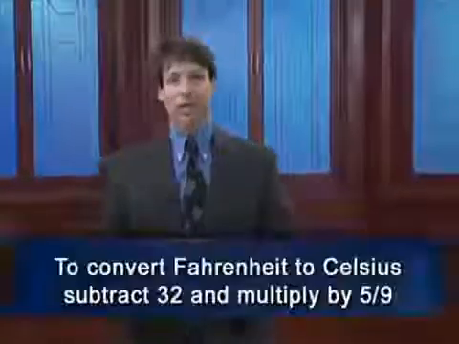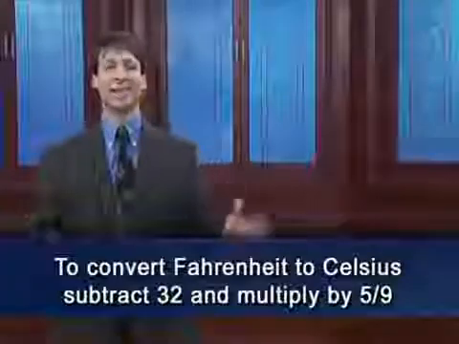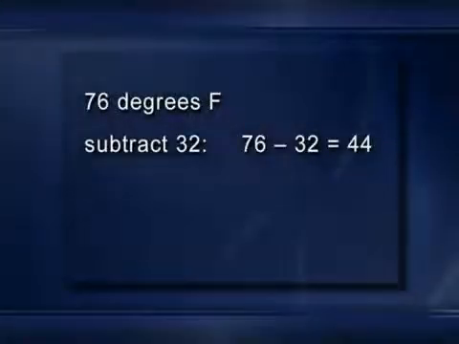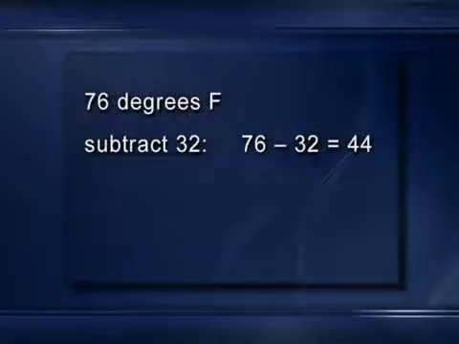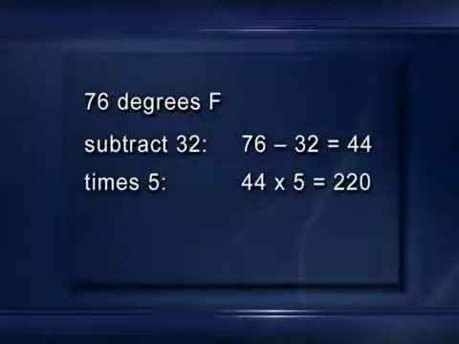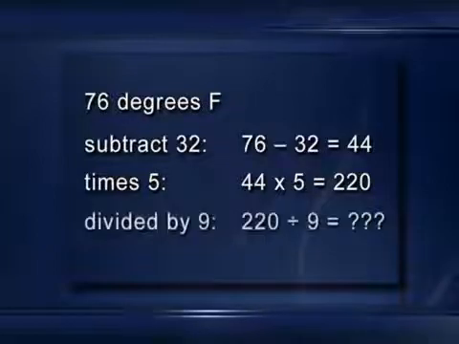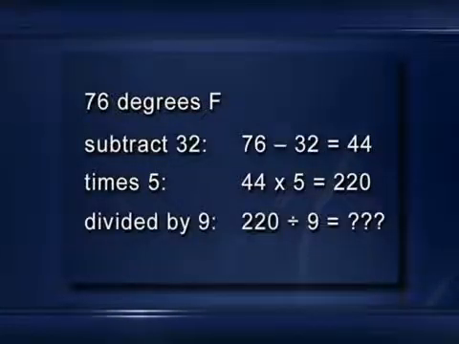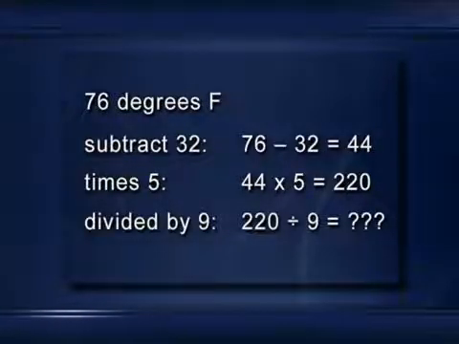Let's apply this technique to the problem of converting 76 degrees Fahrenheit to Celsius temperature. To convert from Fahrenheit to Celsius, you subtract 32, then multiply by 5/9. With 76 degrees, we subtract 32 to get 44, multiply it by 5 to get 220, and then divide by 9. So our problem is 220 divided by 9.